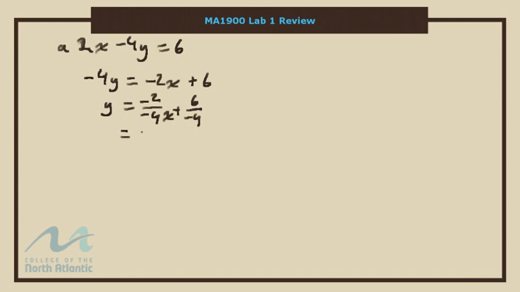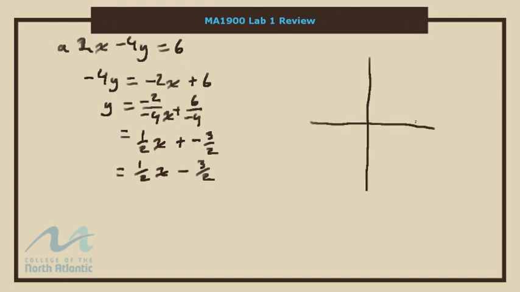which means that I have 1 over 2x plus a negative 3 over 2, which equals 1 over 2x minus 3 over 2. Okay, so at this point I need to graph this. Again, I'm just looking to do a quick and dirty graph, and I'm going to need to find some values.